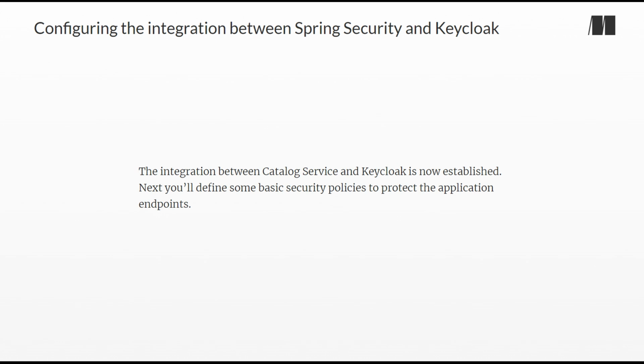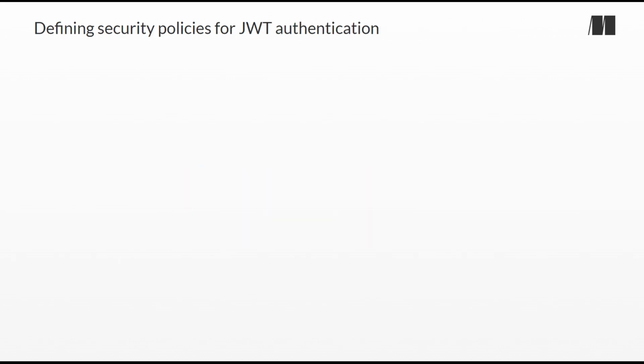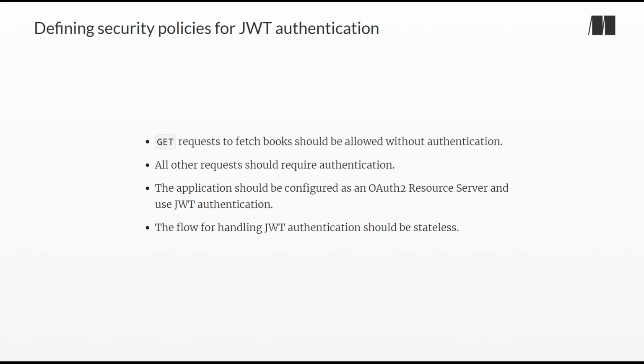Next, you'll define some basic security policies to protect the application endpoints. Defining security policies for JWT authentication. For the Catalog Service application, we want to enforce the following security policies. GET requests to fetch books should be allowed without authentication.